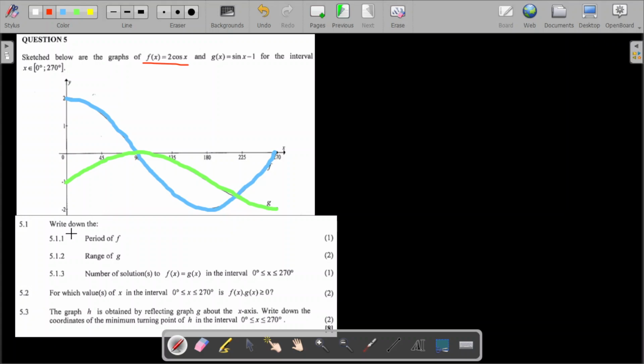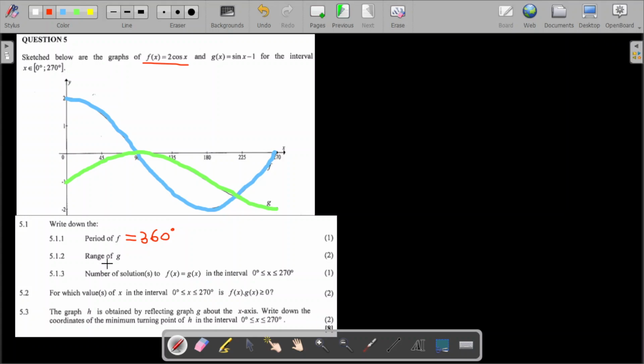Now, 5.1.1 is saying, what is the period of f? Our graph f is the graph of cos. We know that the period of a cos graph is 360. That one doesn't change.